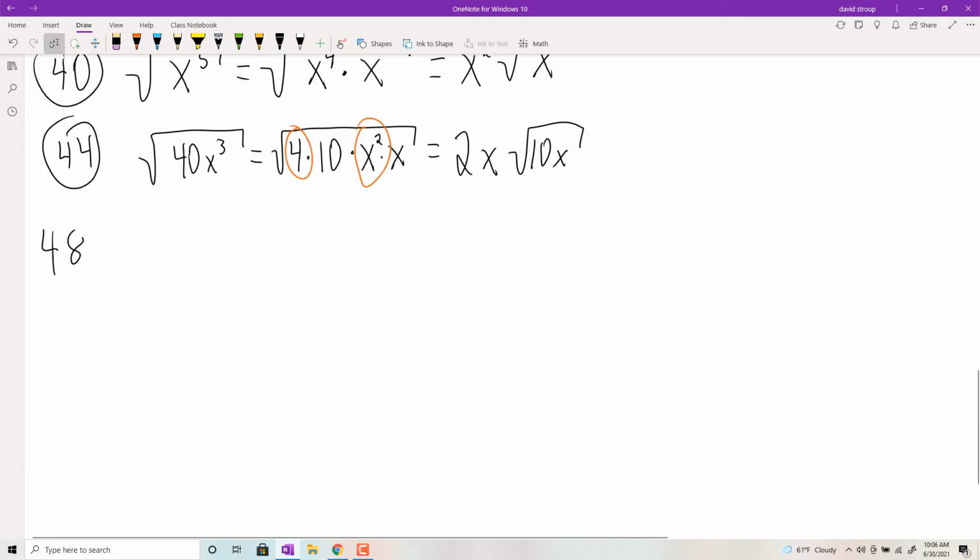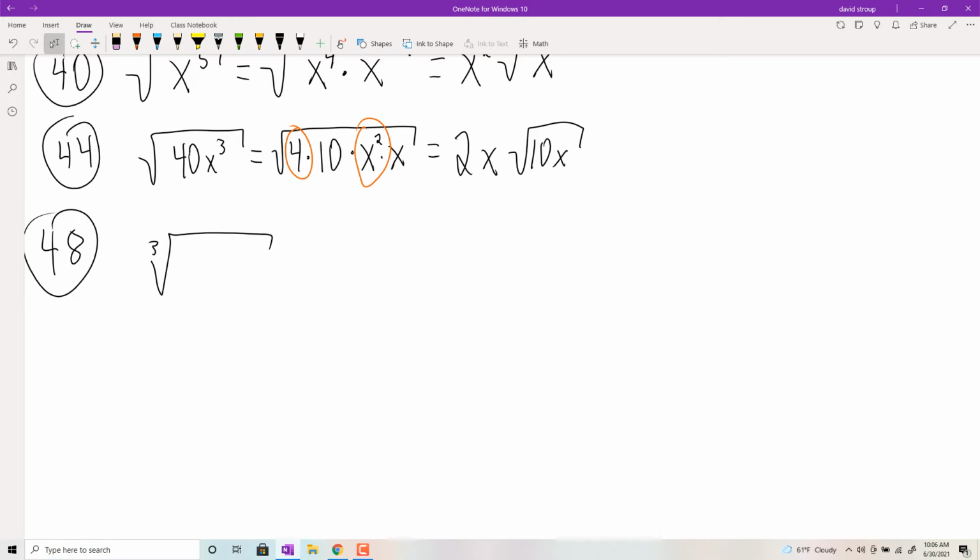More examples. Number 48 here. You have the cube root of x cubed y to the 17th z squared. Again, I'm looking for perfect cubes, things that have exponents divisible by 3. So x cubed is good to go. We're going to march that out. But y to the 17th, I can't do anything with as is. So I have to factor it into y to the 15th times y squared.